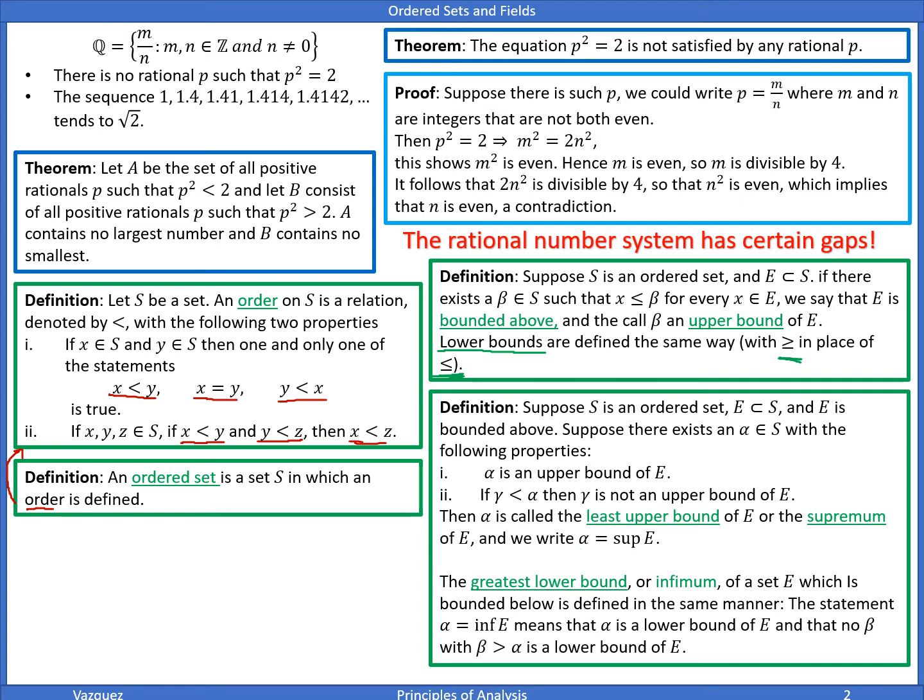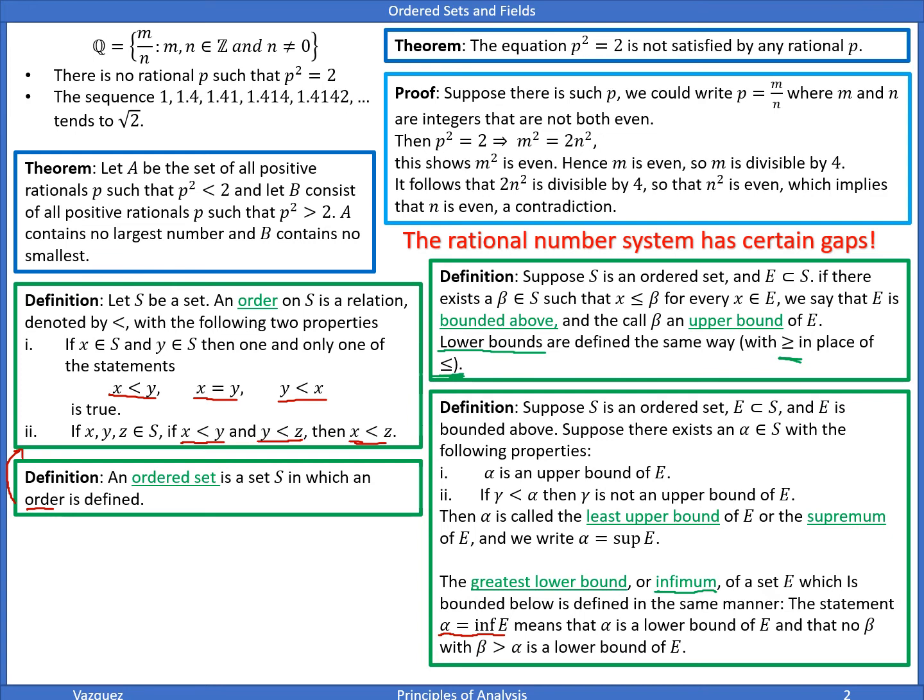The greatest lower bound, or infimum, is defined similarly. If we have a set E which is bounded below, then the statement alpha equals the infimum of E means that alpha is a lower bound of E, and that no beta with beta greater than alpha is a lower bound of E.